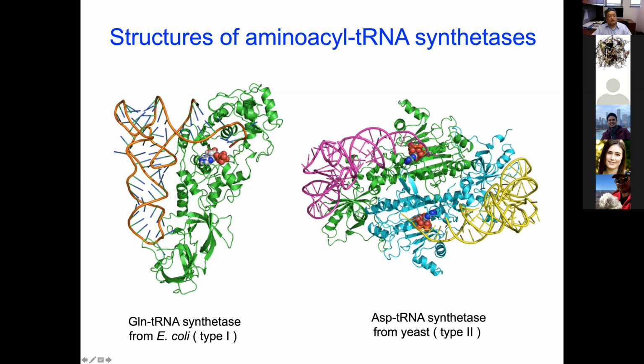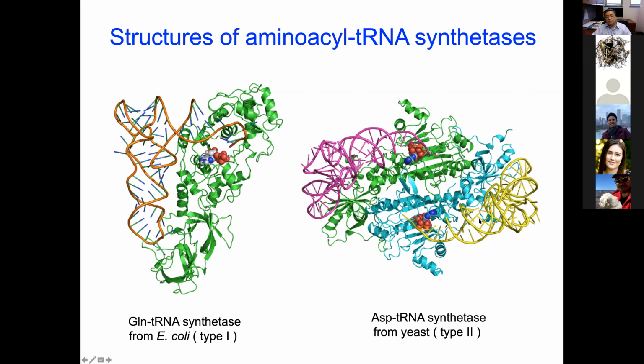molecule. And you see there's a pretty extensive interaction between the tRNA and the enzyme, because this enzyme has to recognize the correct tRNA. For example, this enzyme will not add this glutamine to a glutamate tRNA or alanine tRNA, because it will not recognize that alanine tRNA. It only has a surface which recognizes specifically this glutamine tRNA.